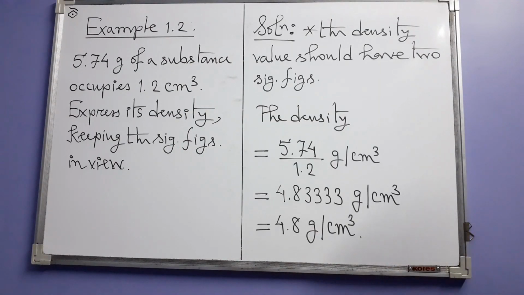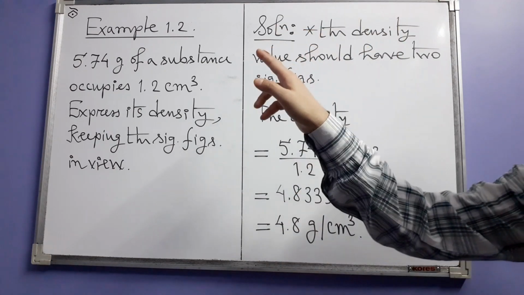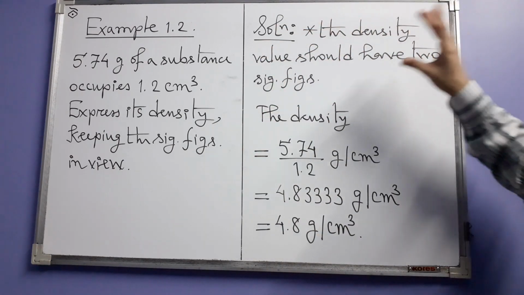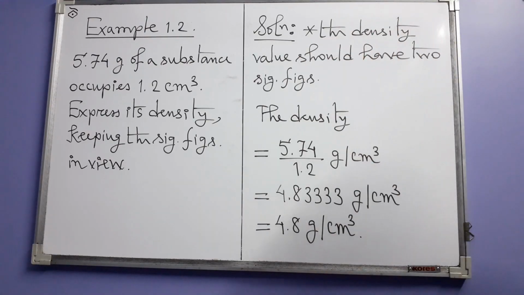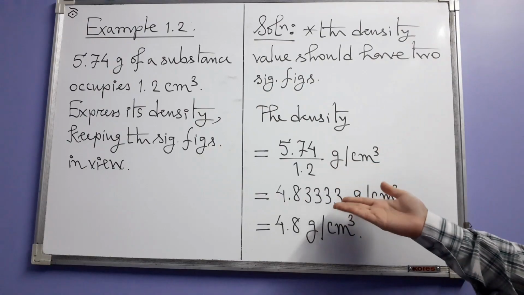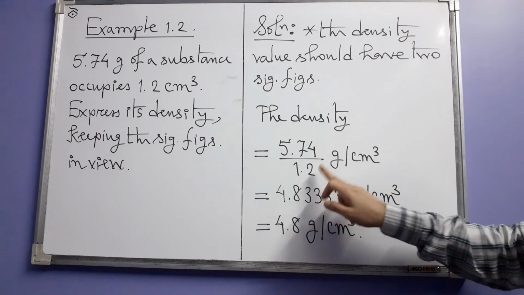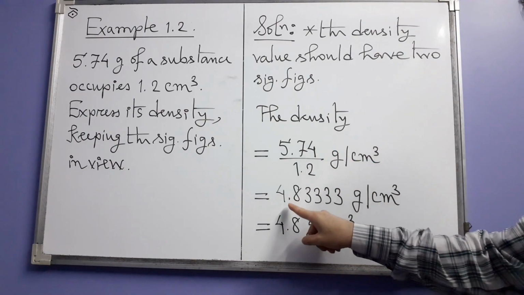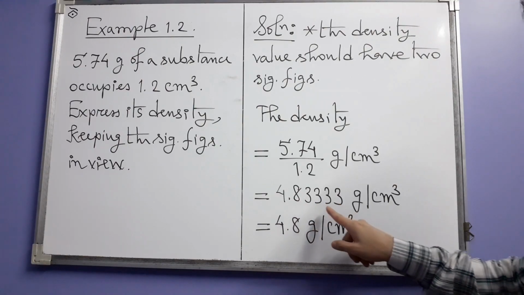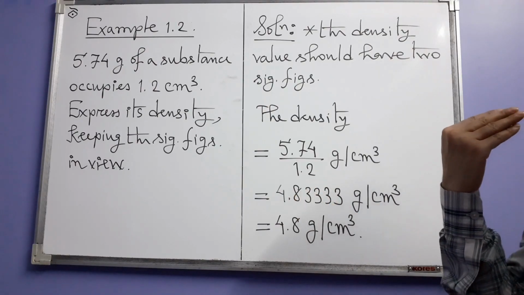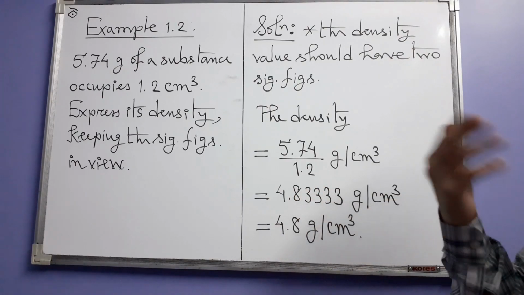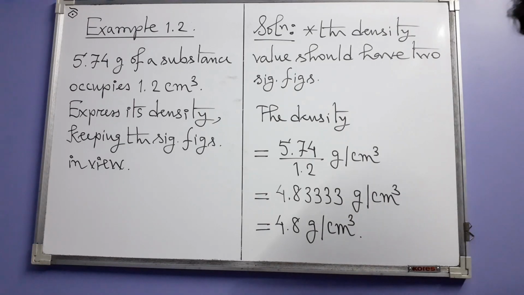This is the solution, and just like the previous example, here you write that the density should have 2 significant figures because of those rules. Now the density can be calculated by dividing the mass by volume, and the answer mathematically looks like this. You can understand that these 3's go on and on without any end: 4.83333 and like that it goes. But we only want 2 significant figures. That means we have to remove all these 3's.